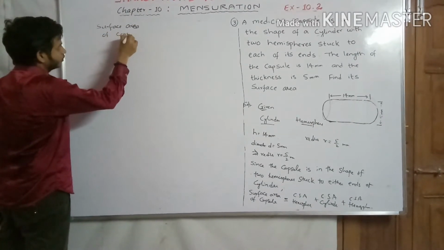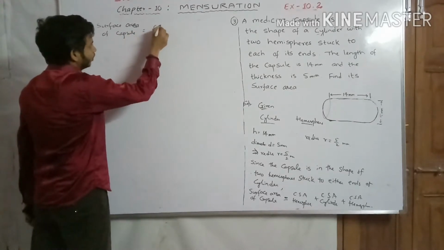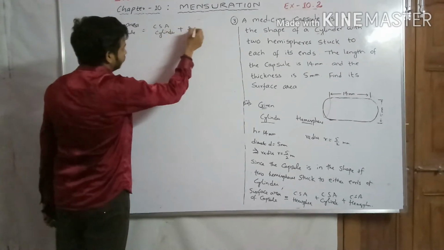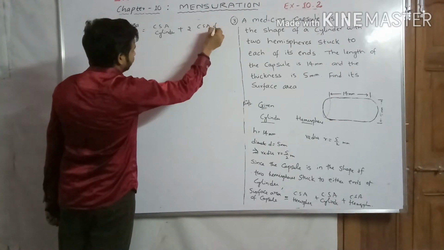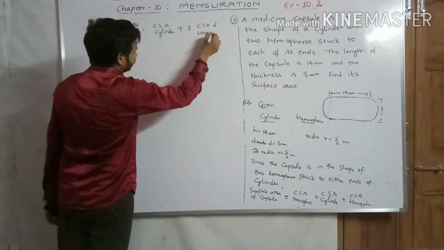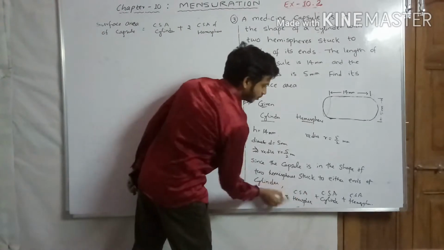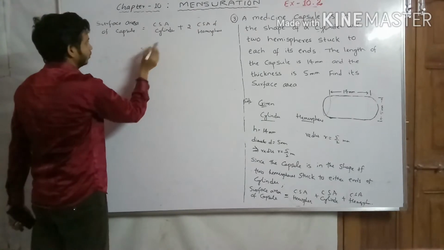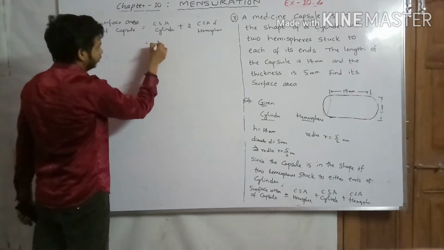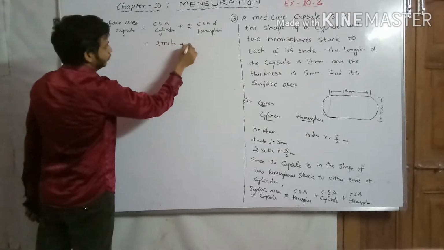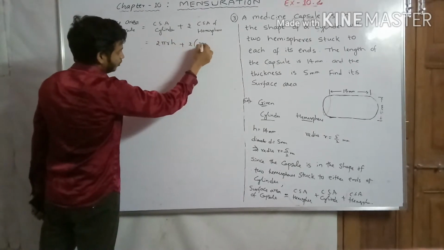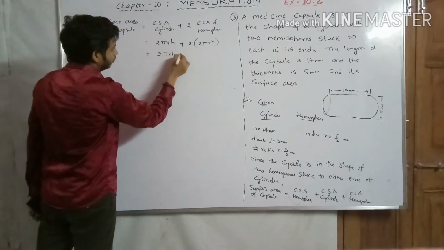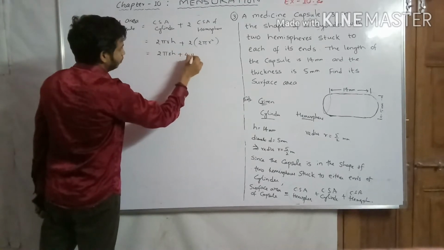Okay, so therefore surface area of the capsule equal to curved surface area of cylinder plus 2 into curved surface area of hemisphere. Curved surface area of hemisphere plus curved surface area of hemisphere, that means 2 curved surface areas of 2 hemispheres. So we know that the curved surface area of a cylinder formula is 2 pi r h plus 2 into curved surface area of hemisphere, which is 2 pi r square. Equal to 2 pi r h plus 2 into 2 pi r square, that is 4 pi r square.